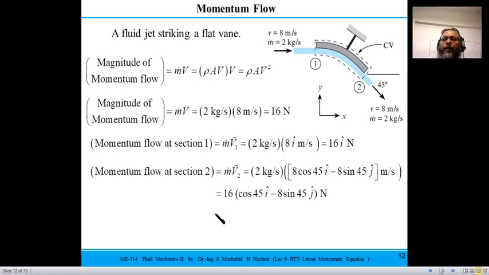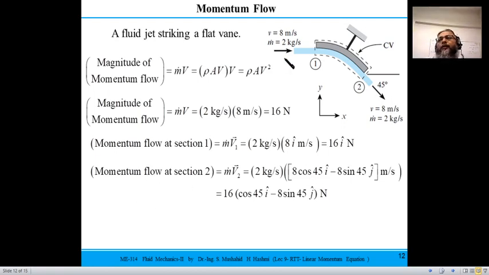Now the momentum flow at section 2. This would be your mass flow rate, but here your velocity vector has a component in x and a component in y. The component in x would be 8 times cos 45, and in minus y would be 8 times sine 45. The unit vector j represents the y direction, and the minus is there because it is downward. So you have this momentum flow at section 2.